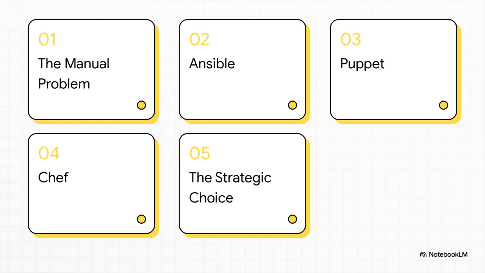All right, so here's the game plan. First, we're going to talk about the problem that even created the need for these tools. You got to know the why. Then we'll do a deep dive into Ansible, then Puppet, and then Chef, one by one. And finally, we'll put it all together, compare them side by side, and give you a framework to make that strategic choice. Let's get into it.